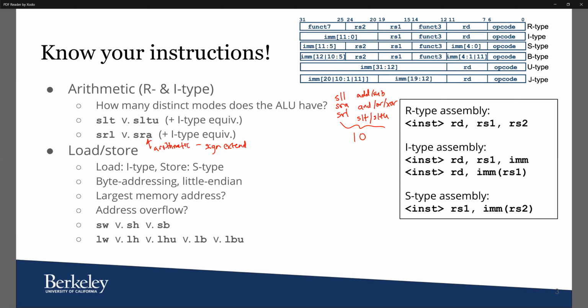Okay, so question, why is there an SLT but not an SGE? So you're saying like set greater than or equal? Because SGE is just the opposite of SLT. So if you want to do that, you just swap the registers going in. But by that logic, why do we have a branch greater than or equal? So branching is different, right? Branching is you are comparing two registers and then telling the PC to update. So that's more of a control thing, the branch comparison. However, set less than is just saying it's a 1 if it's less than, it's a 0 otherwise. That's all. Okay.